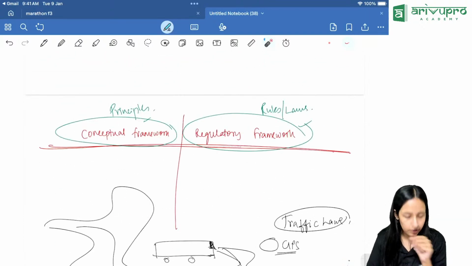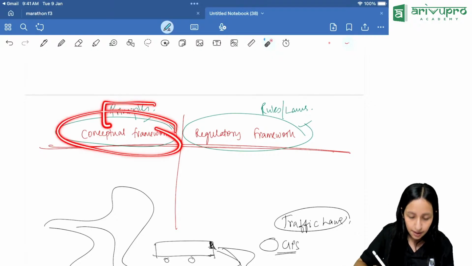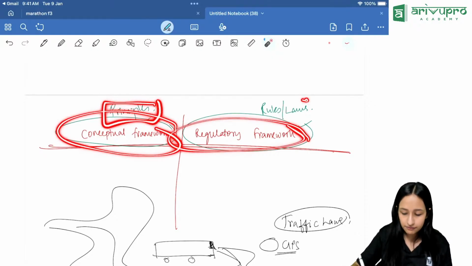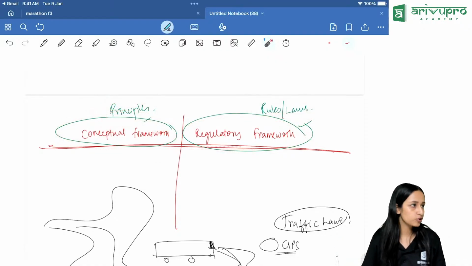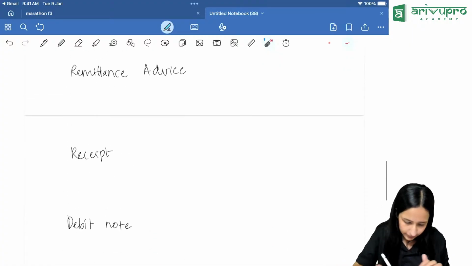Right. So that's what conceptual framework and regulatory framework means. Conceptual framework, principles. Regulatory framework, rules and laws. Got it? Okay. Fine. Let's continue then.